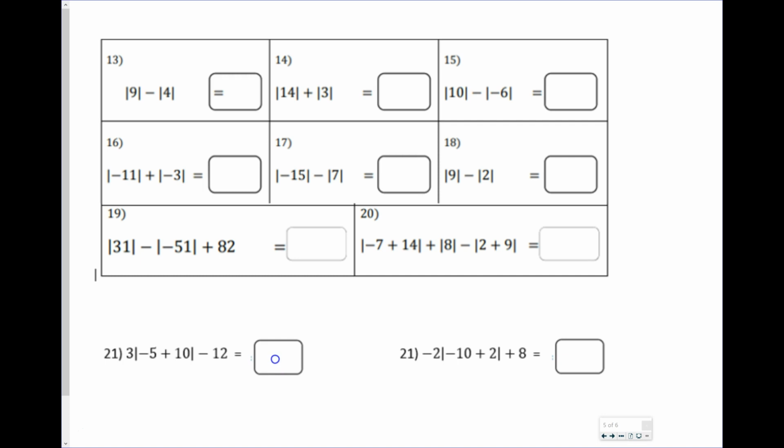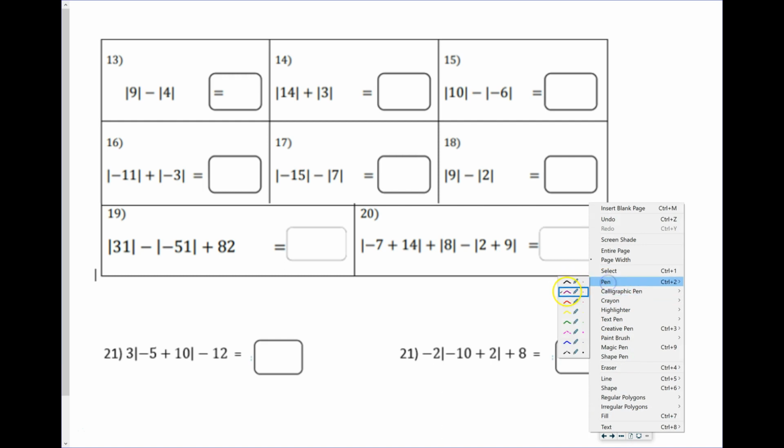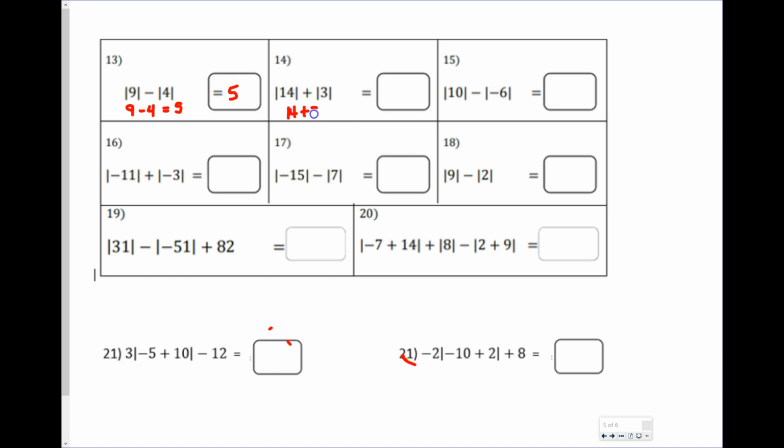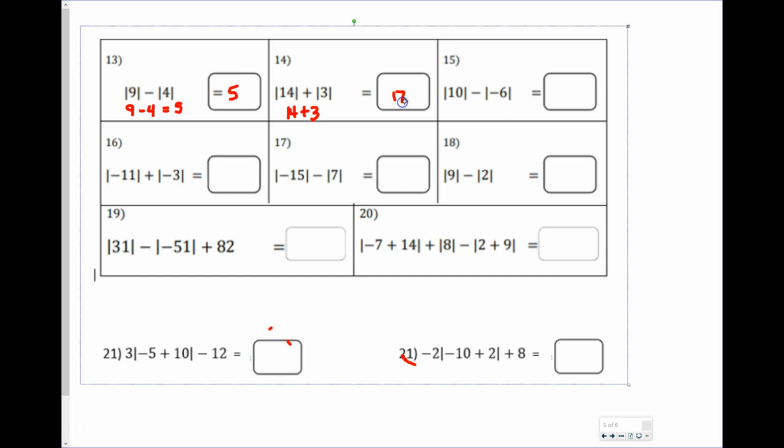The absolute value of 9 is 9. Okay, 9. And then absolute value of 4 is 4. So that's going to give me 3. Oh, wait, nope. 9 minus 4 is definitely not 3. It is 5. Okay, cool. 14, absolute value of 14 plus absolute value of 3, that simplifies to 14 plus 3, and that gives me 17.